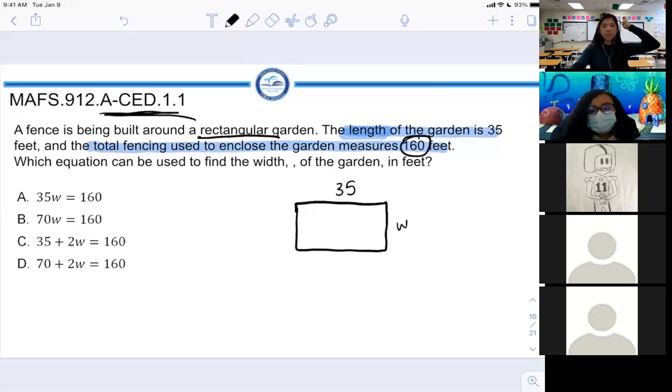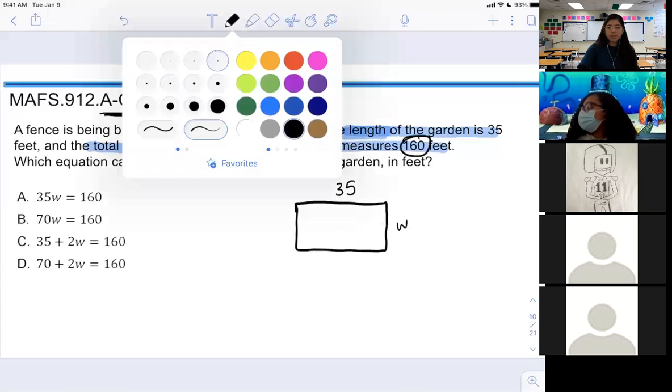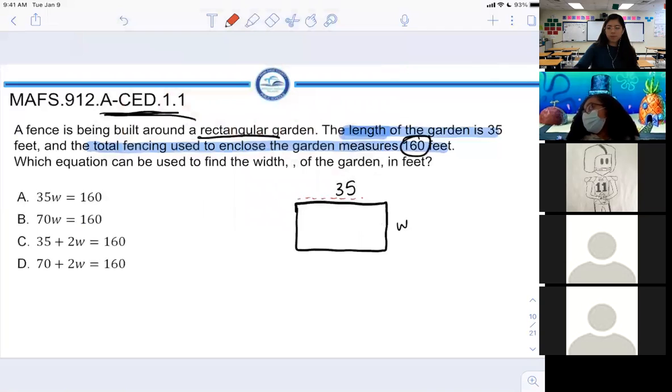Okay, so area versus perimeter. Area is whatever's on the inside, whereas perimeter goes all the way around. So if I'm talking about the amount of fencing, where does the fence go? Yeah, fence goes around. So the fencing goes all the way around. This would all be fence, fence, fence, fence. So whenever it asks you about a fence, that's always going to be perimeter.